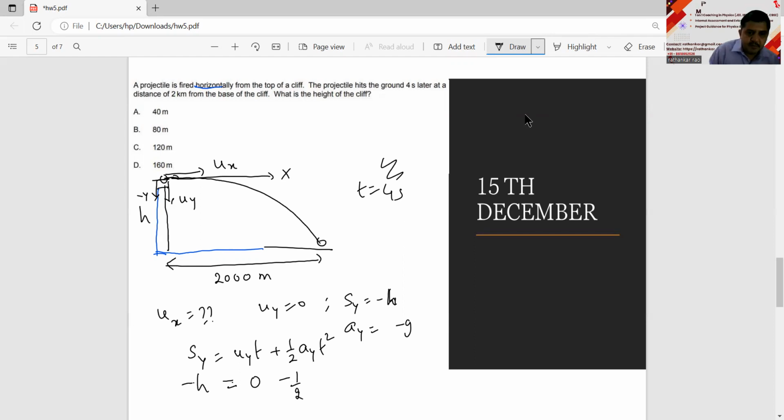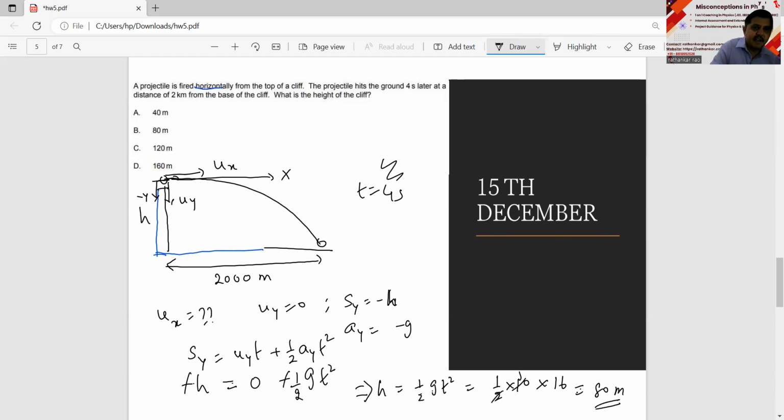Minus half into g into t square. Now what do I need? I need to get the value of h, so this minus and this minus go away. This implies h is equal to half g t square. Now substitute the values: half into 10, and the time taken is 4, so 4 square is 16. So this will be 5 times 16, which is equal to 80 meters. So the right answer is 80 meters.